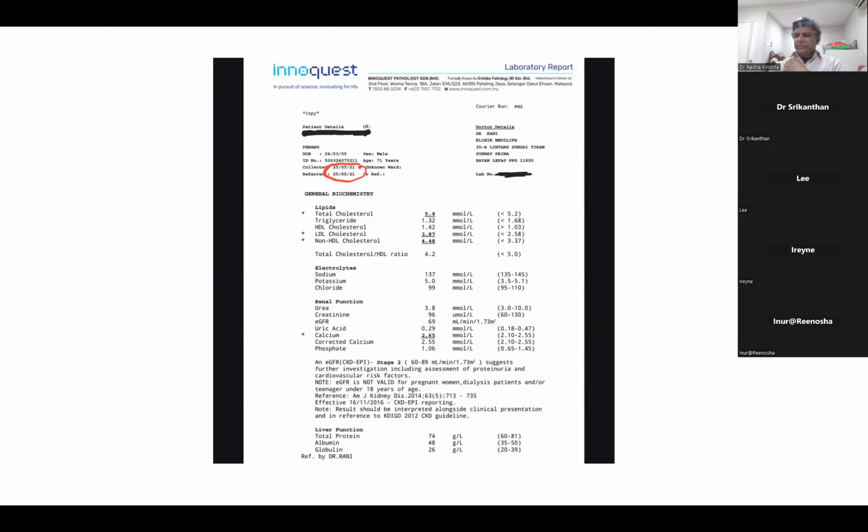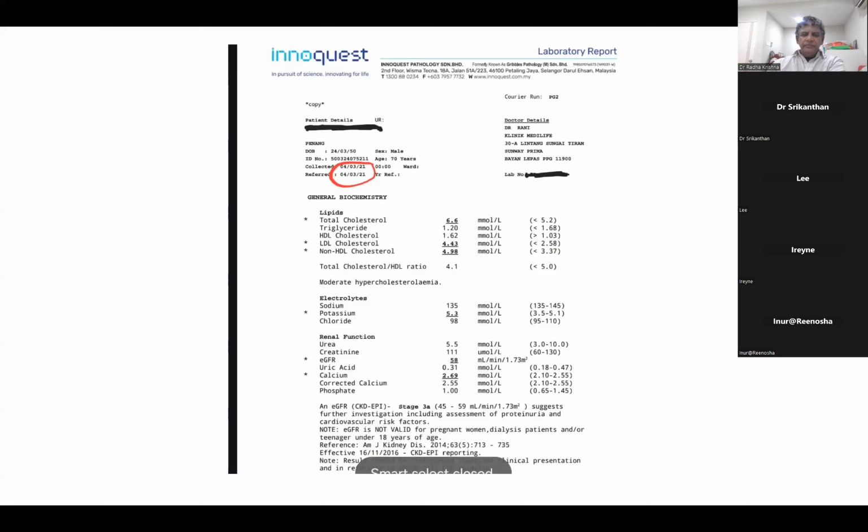Okay, fellow friends, you can have a look at this test. This is my patient. Chief, please put the other slide, not this one, the other one. Okay, so this test is of a 70 year old man. You can have a look at this GFR stage. You can see the creatinine, which is 111, and eGFR is about 58. So as Dr. Radha was telling, the stage is actually 3A.